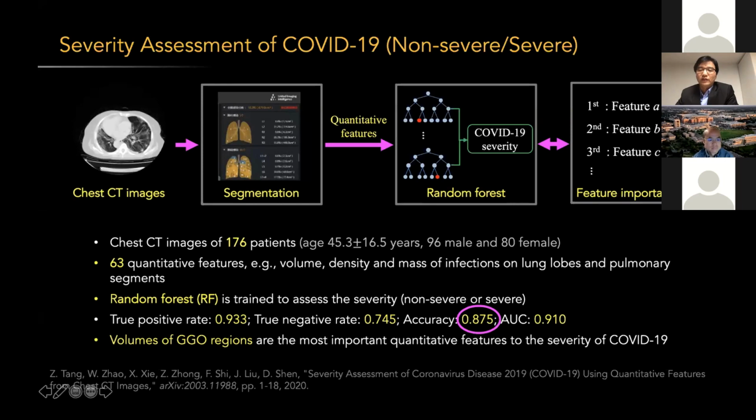and severe, and then you can get 87% accuracy. And we found that GGO volume is the most important quantitative feature to estimate severity. I forgot to mention, this is a collaboration with Dr. Jun Liu from the Second Xiangyang Hospital.